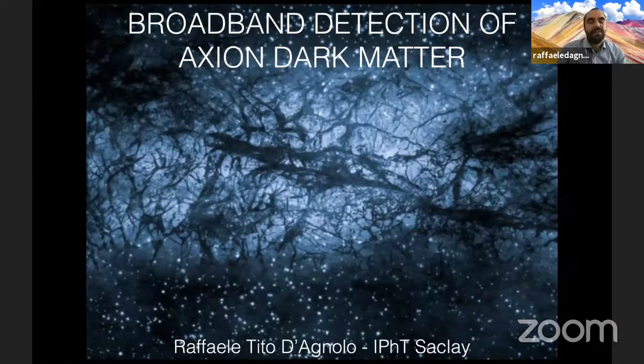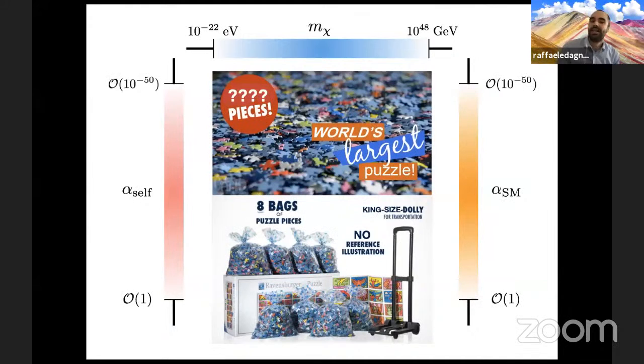I probably don't need a very long introduction, but let me spend two slides introducing the problem. As you know, the problem of detecting dark matter is very much open experimentally. You have about 80 orders of magnitude in mass, about 50 orders of magnitude in coupling of the dark matter to the standard model, which is actually a multidimensional space, plus another 50 orders of magnitude of coupling of the dark matter to itself.